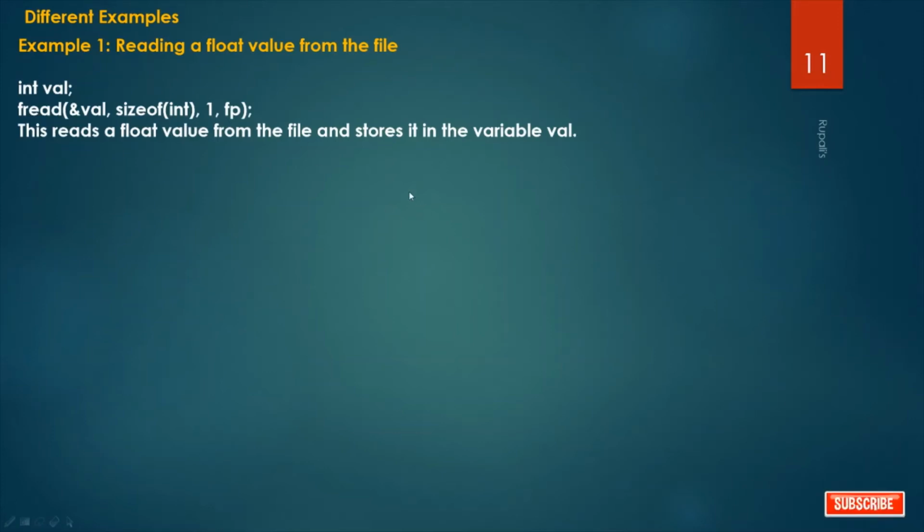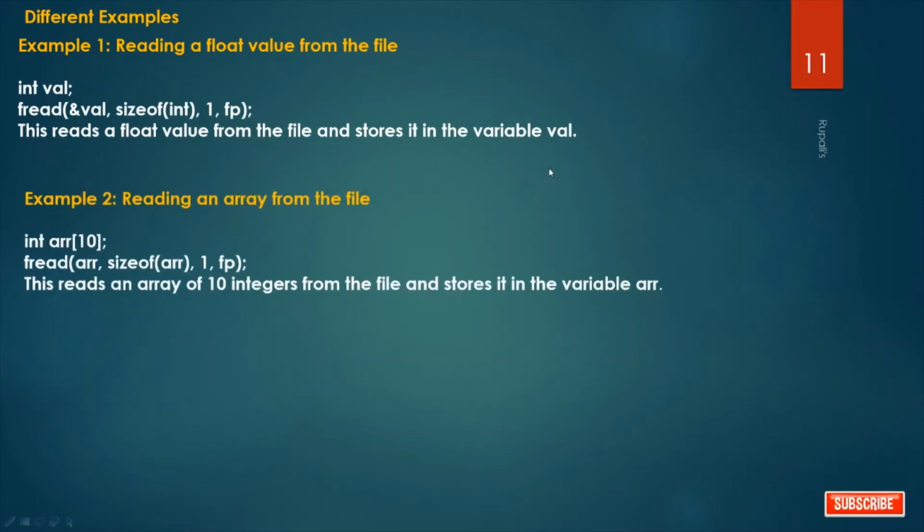So this reads the float value from the file and stores it in the variable val. Now example 2, reading an array from the file. I declare one integer array of size 10. Now you have to write fread, then the base address of the array, then sizeof(ARR).